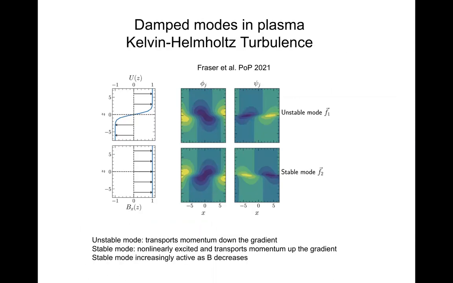Okay, so we're almost out of time. I will just note that these ideas of mode decomposition, proper orthogonal decomposition, or eigenmode decomposition, are being applied more and more in various space and astrophysics problems. This is an example of an application in Kelvin-Helmholtz turbulence. And all right, so almost done. I'll leave it there, and are there any questions? Any questions?